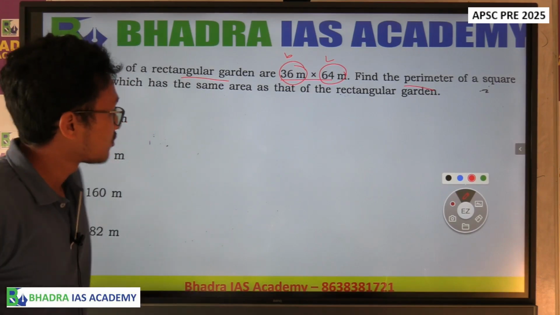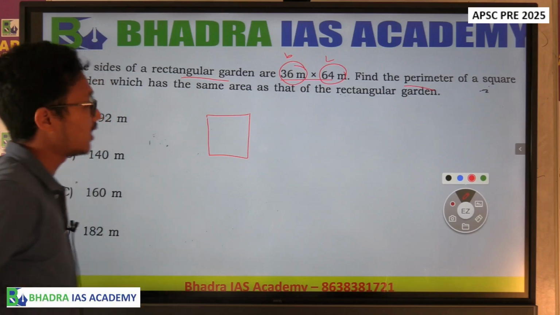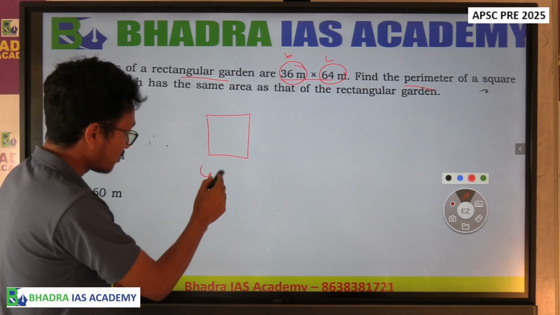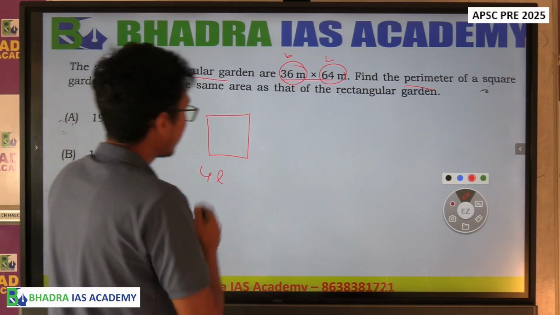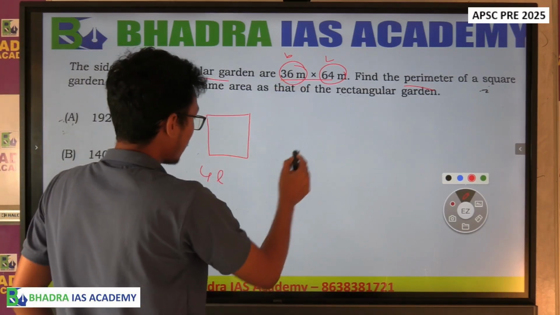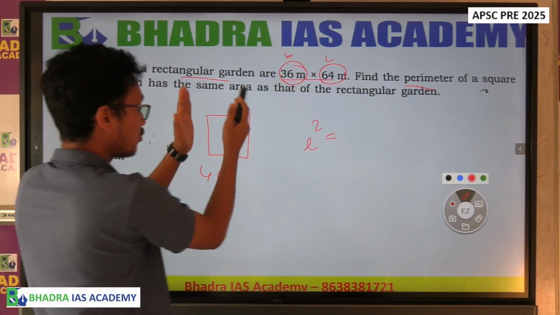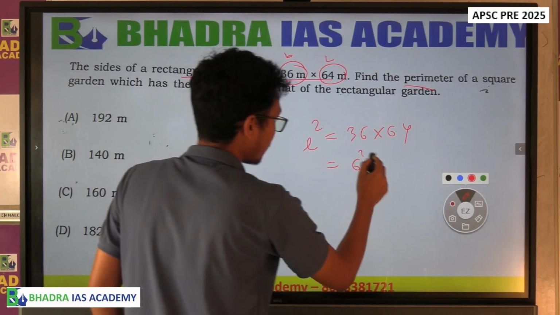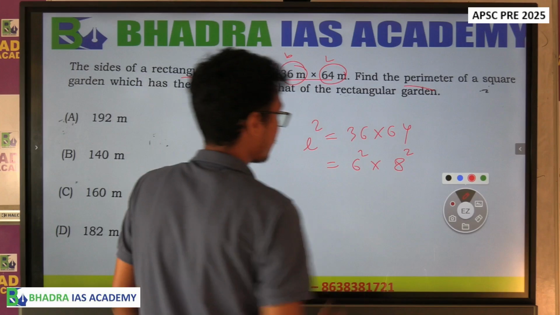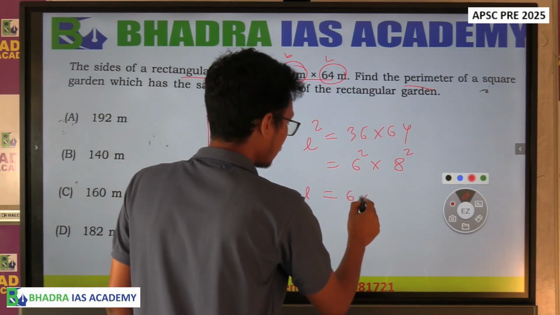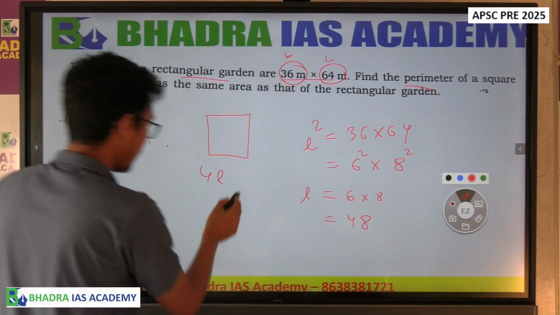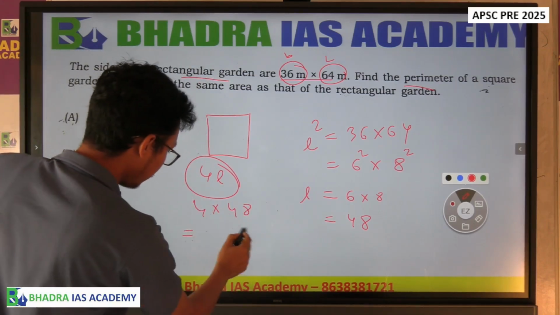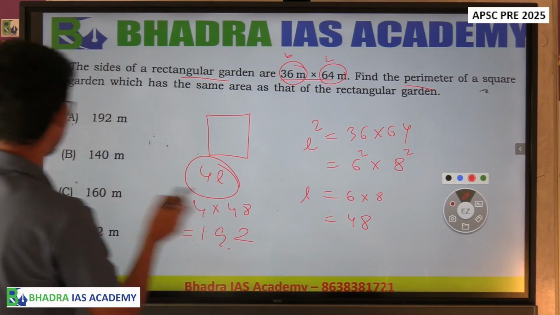as that of the rectangular garden. So this is a square garden, sorry, for the square garden we need to find the perimeter. So perimeter is 4 into length. Now we have to find the length. The area will be L square because it is a square, so this is equal to 36 into 64. This is 6 square and this is 8 square, so L will be 6 into 8. So our perimeter will be 4 into 48, so the answer will be 192, option A.